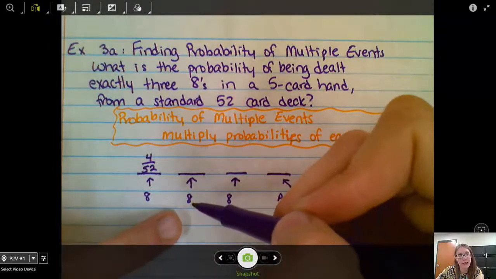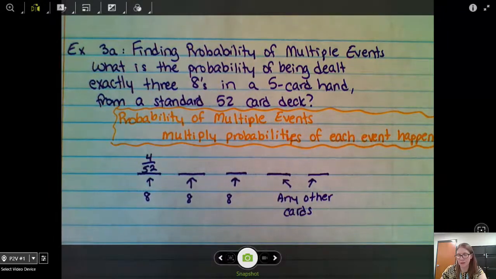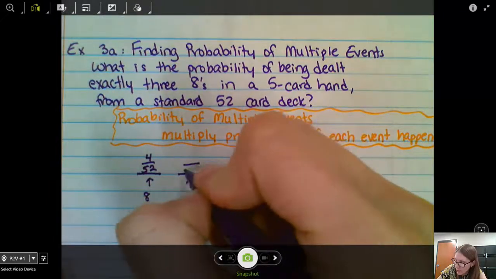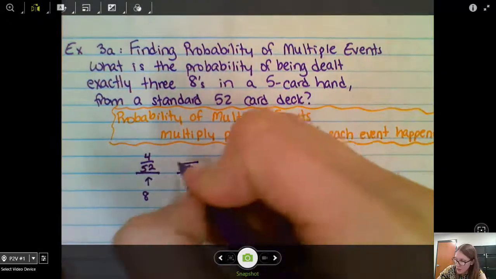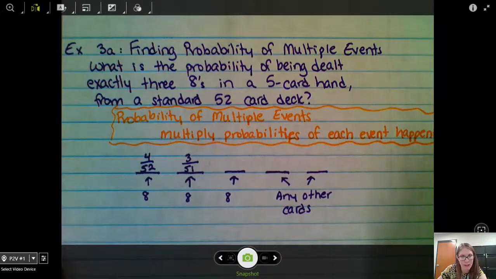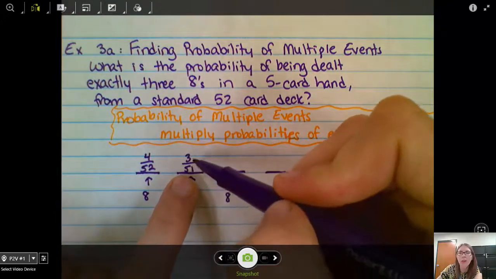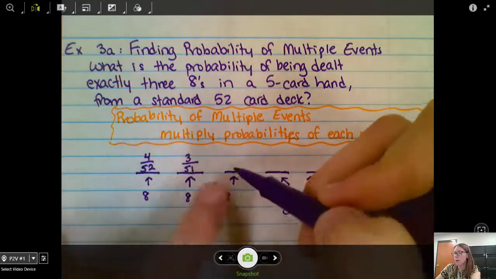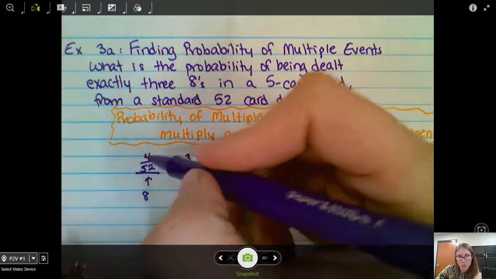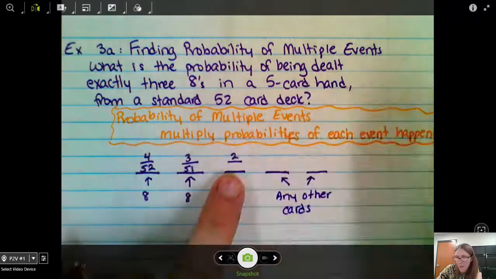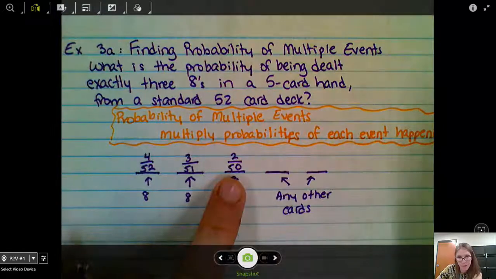My probability of getting dealt another 8, well, I've already been dealt 1 card, so now there's only 51 cards left. And hopefully I've already been dealt an 8, so now there's only 3 8s that are left. Okay, so 51 cards total now, and only 3 8s left. My probability of getting another 8, there were 4 8s in the deck, now I only have 2 left. There were 52 cards total, now I only have 50 left.